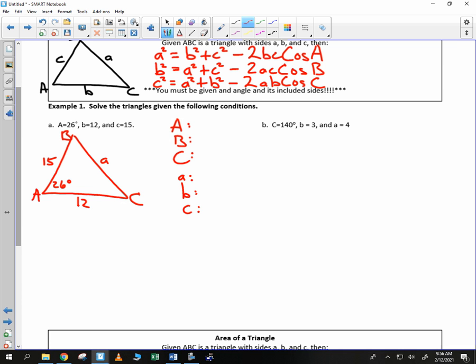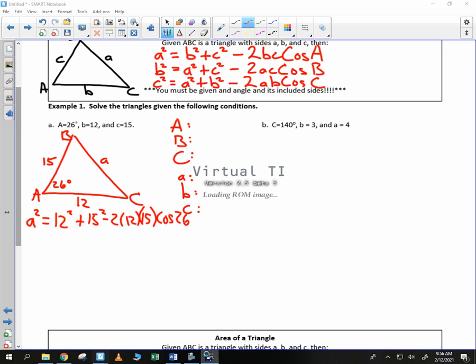So I want to find A here, so I'm going to use A squared is equal to B squared plus C squared minus 2BC cosine of A. So I write A squared is equal to B squared, that will be 12 squared, plus C squared, that will be 15 squared, minus 2 times 12 times 15 times the cosine of 26.